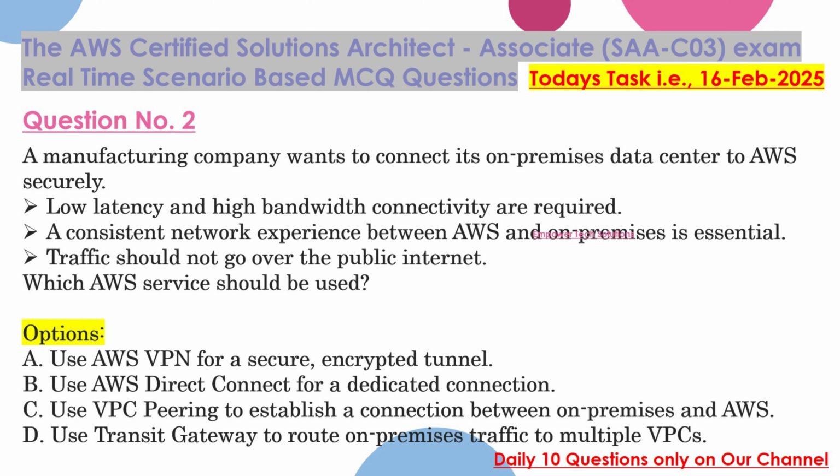Options: A. Use AWS VPN for a secure, encrypted tunnel. B. Use AWS Direct Connect for a dedicated connection. C. Use VPC peering to establish a connection between on-premises and AWS. D. Use Transit Gateway to route on-premises traffic to multiple VPCs.